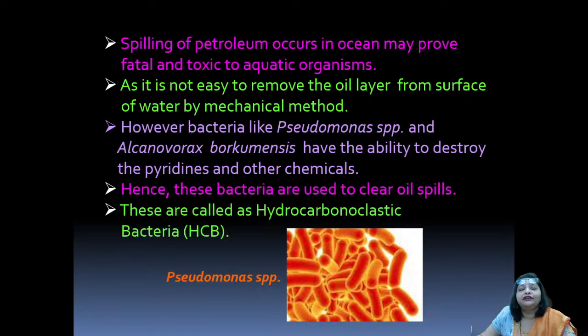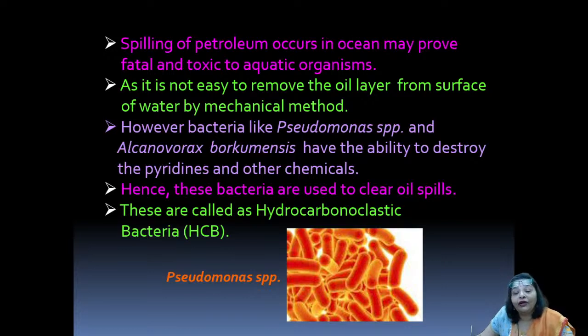As it is not easy to actually remove the oil layer from the surface of those waters by simple mechanical methods, okay? However, we have bacteria for that, we have microorganisms for that, and certain bacteria like the Pseudomonas species, the Alcanovorax borkumensis have the ability to destroy the pyridines and other chemicals. So we can use these microbes to actually remove the oil layer from the surface of oceans and seas, right? Hence, these bacteria are used to clear the oil spills.